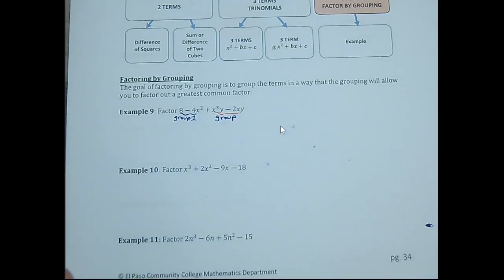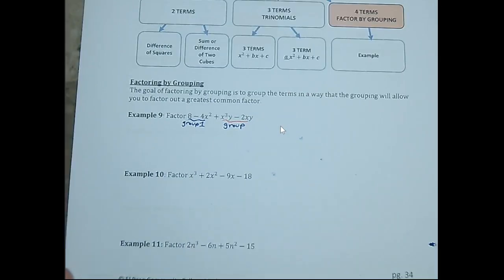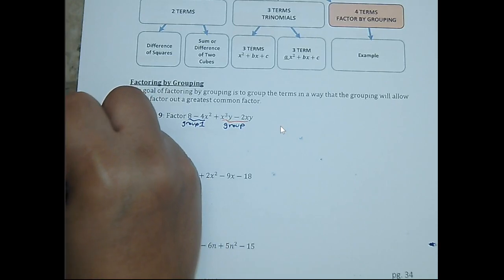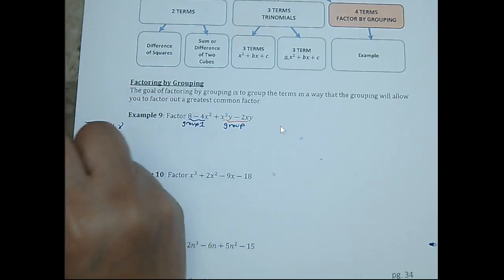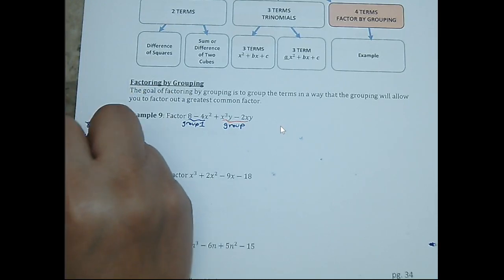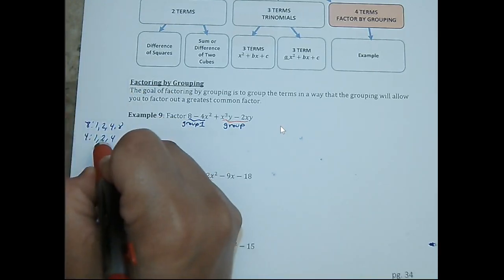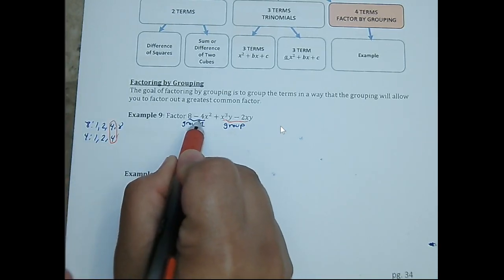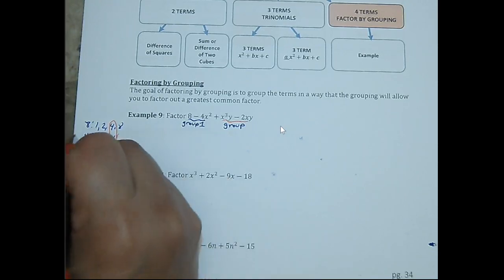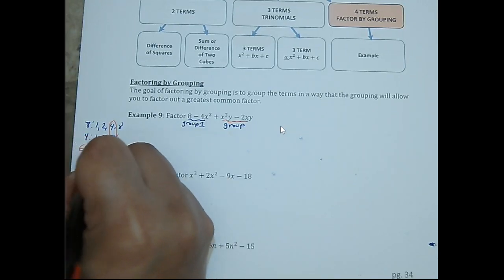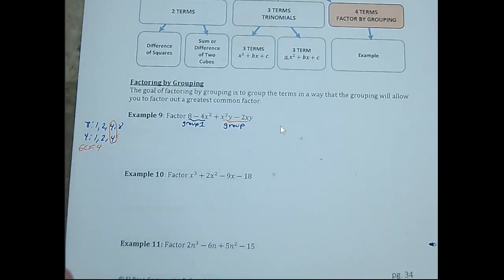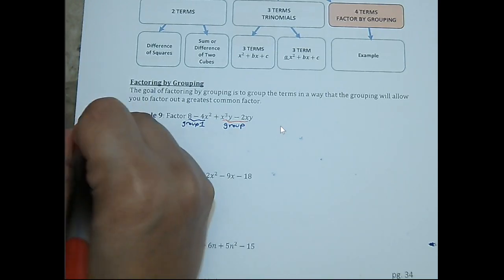So we take each one individual. We have the 8 minus 4x. So we look at 8 and 4. And the factors of 8 are 1, 2, 4, and 8. And for 4 is 1, 2, and 4. So the greatest common factor for 8 and 4 is going to be 4. There isn't any x's in here, so my GCF is going to be 4. And this is for group 1.